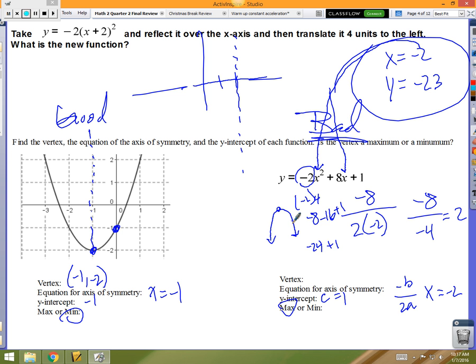Oh, that's what's wrong. Okay, I made a mistake. It's not a negative 2. How come I put x as a negative 2? Your line of symmetry is over here at a positive 2. Your x is a positive 2. That's going to change everything.